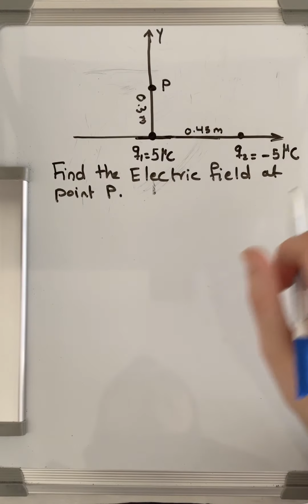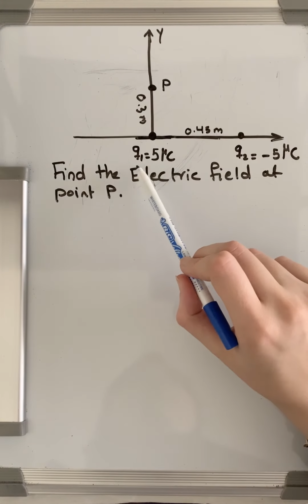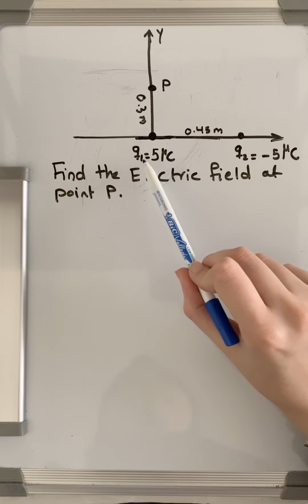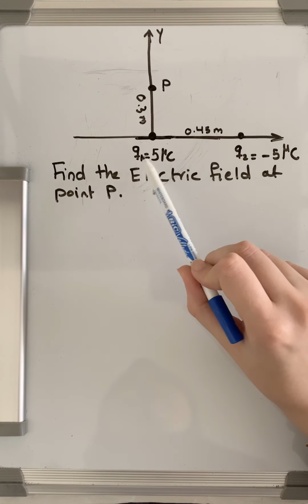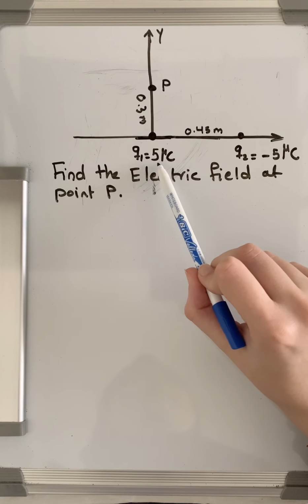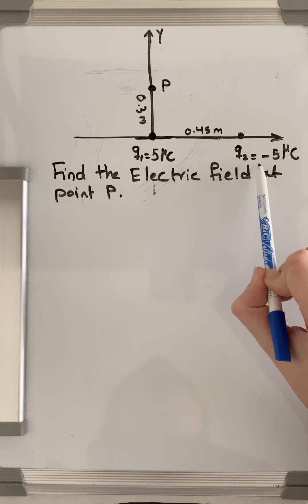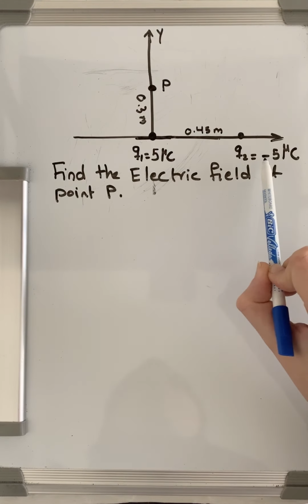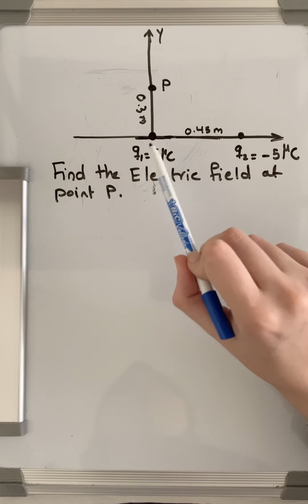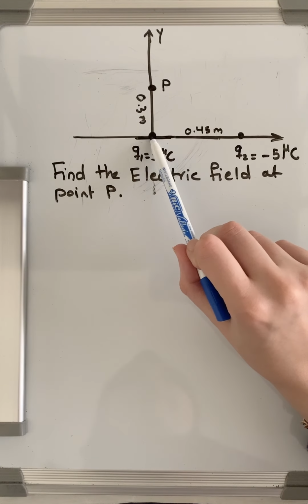Here everything is given. I have two electric charges, Q1 and Q2. Q1 is of magnitude 5 microcoulomb and Q2 is of magnitude negative 5 microcoulomb, so it is a negative charge. Q1 is placed at the origin.